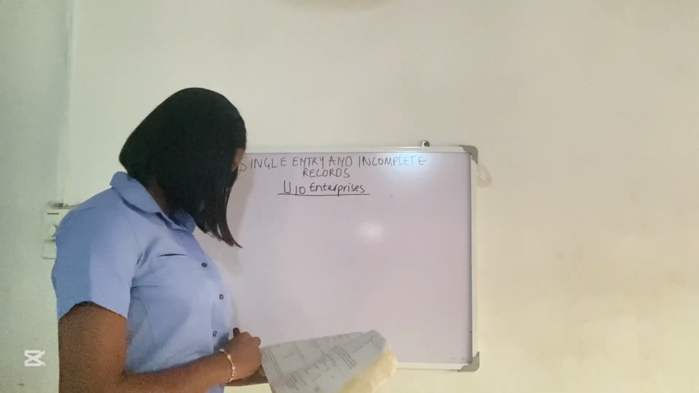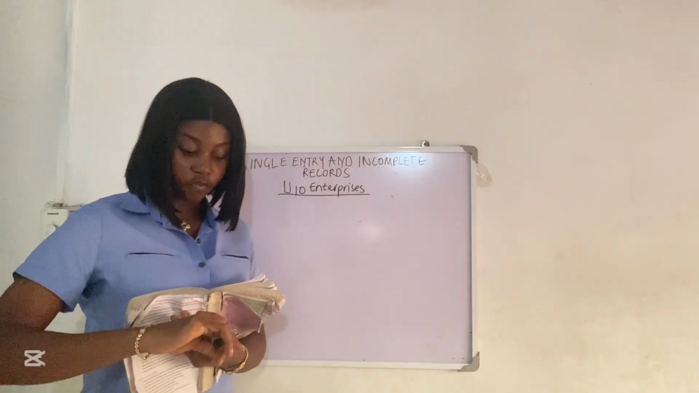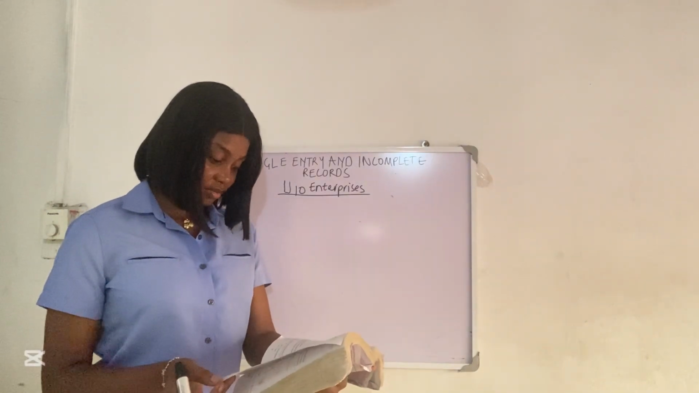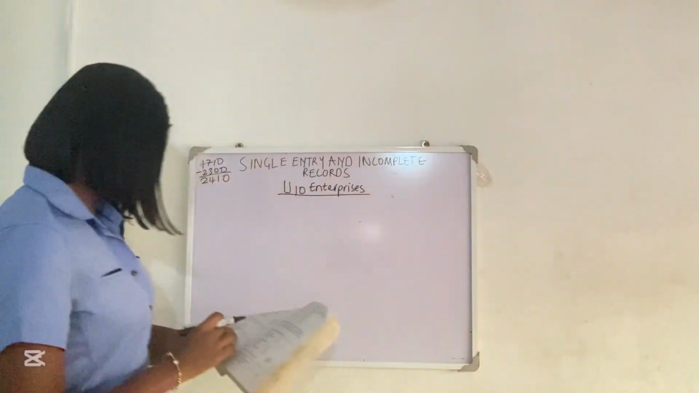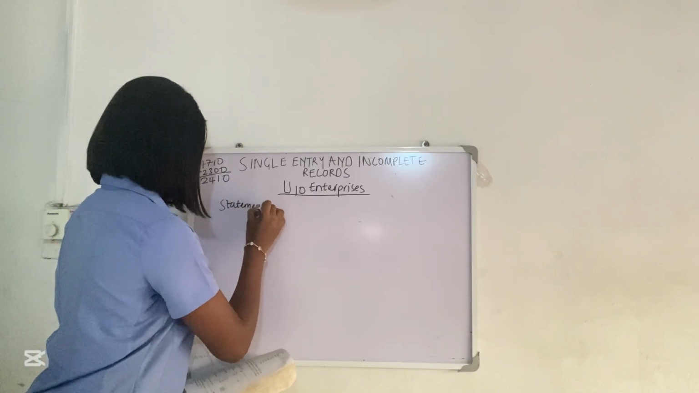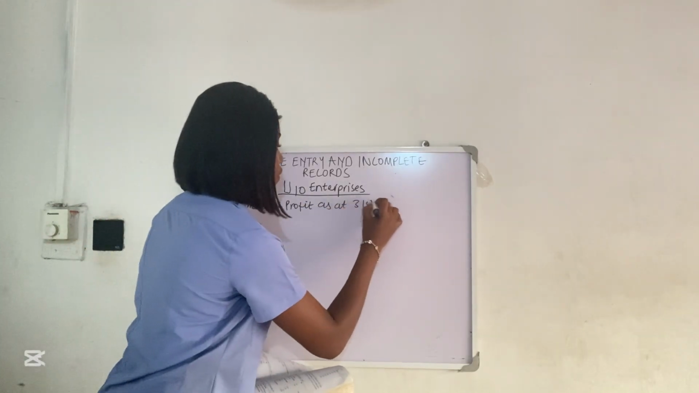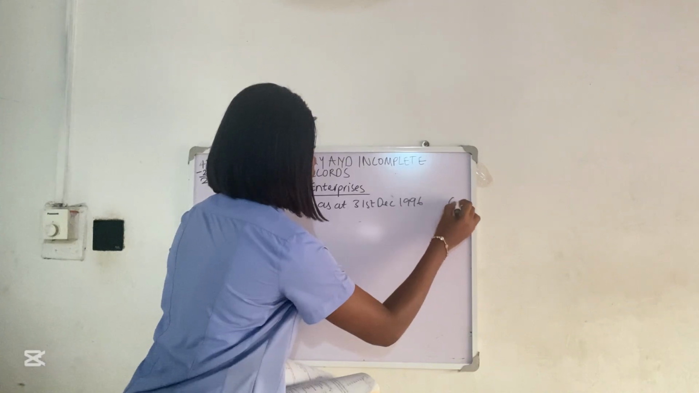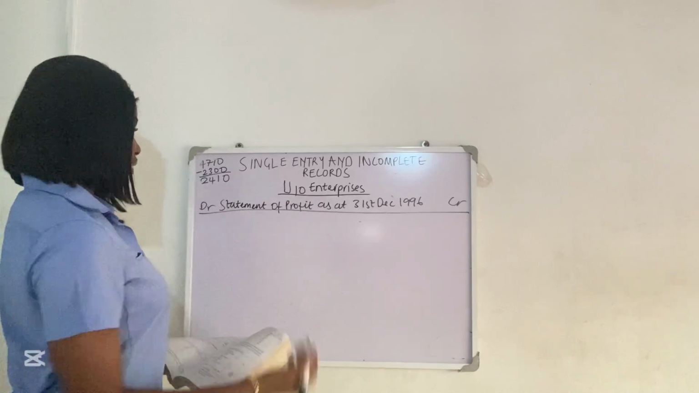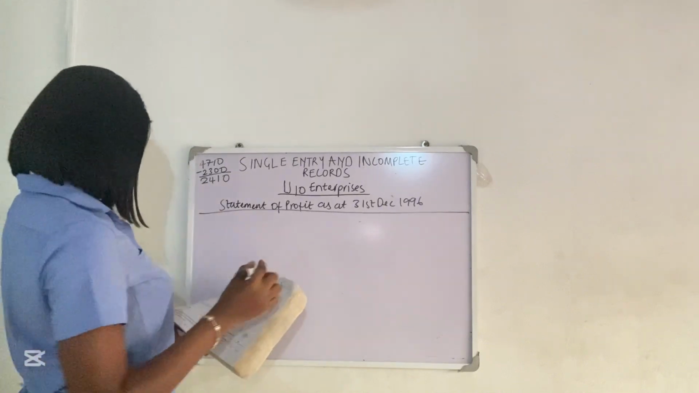So now, to make it more polished, you don't just write net profit. You write your statement of profit as at 31st of December 1996. So, statement of profit as at 31st of December 1996. This one is not like a T table, so the Dr and Cr are not even necessary. I'm already used to writing these things, just for your naira signs.